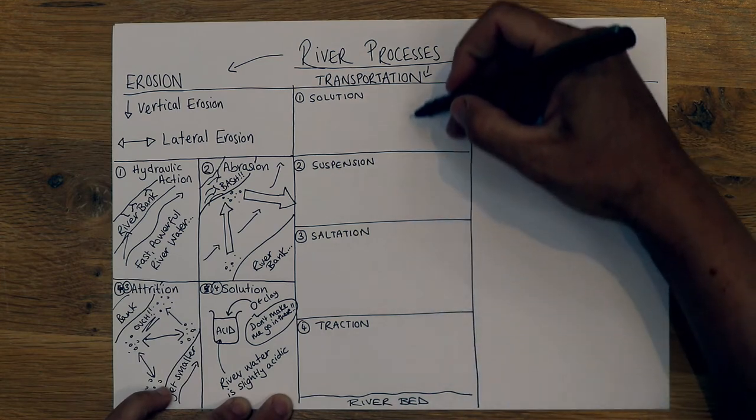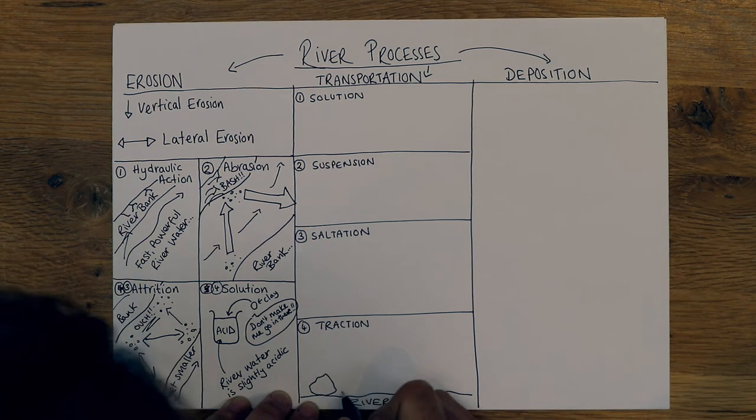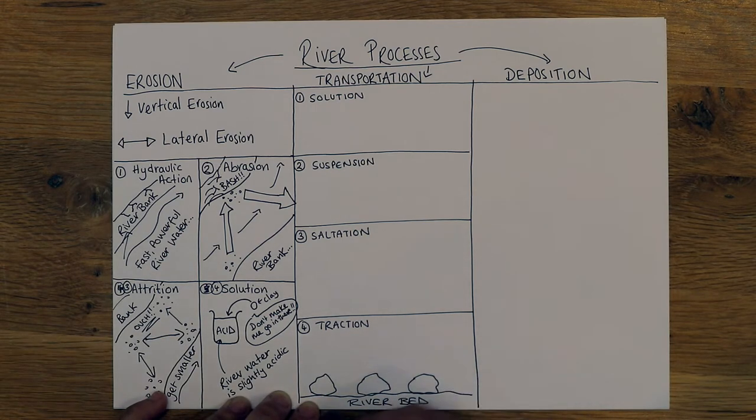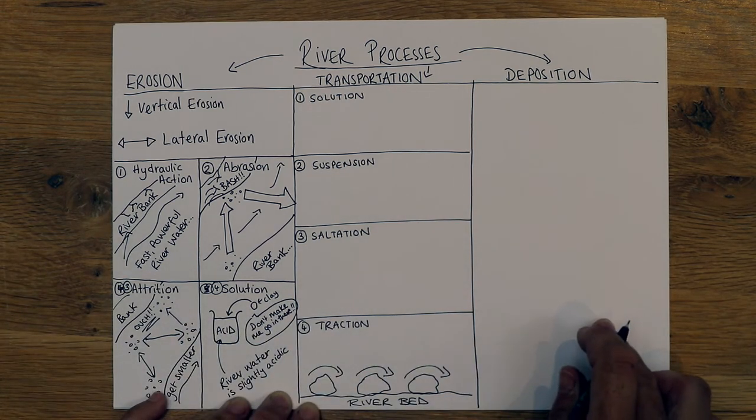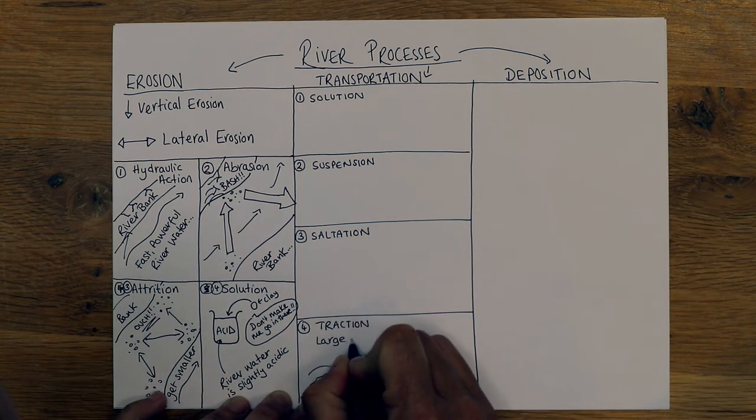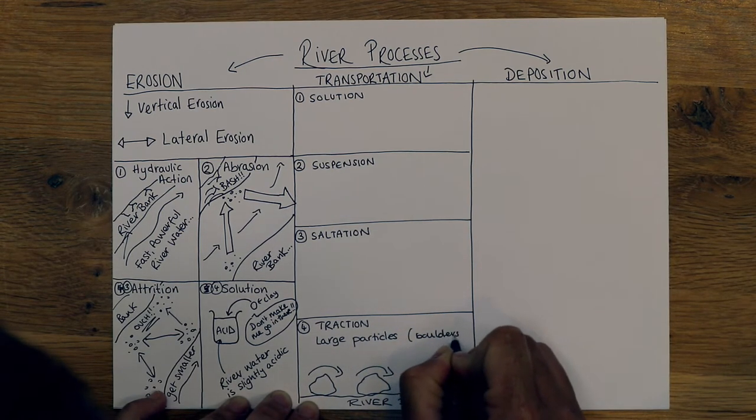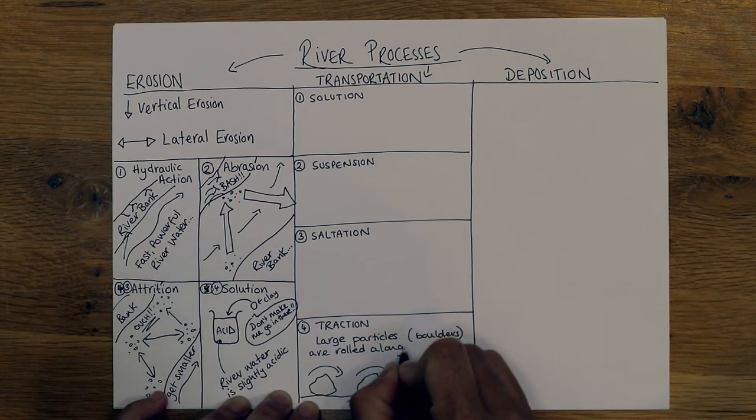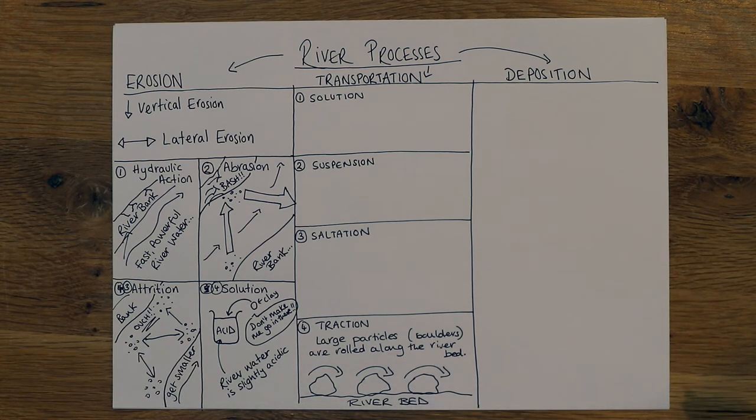Now, imagine if we were looking at a cross section through the river, we might see that this is how materials moved. So at the bottom of the river, we have these quite angular, not terribly smooth, stones or large particles. Basically, what happens with them as the river moves downstream is they're rolled along the bottom. So you can just write there, large particles or boulders are rolled along the riverbed. They're too heavy to pick up, so they only roll.